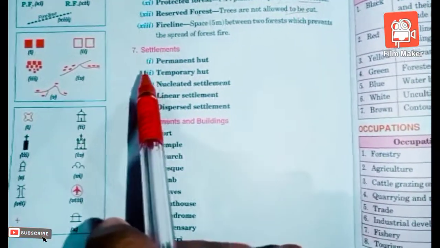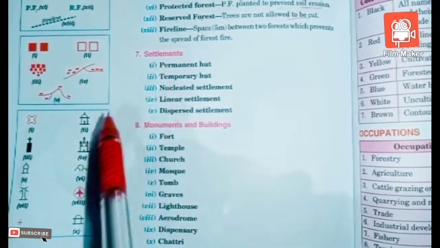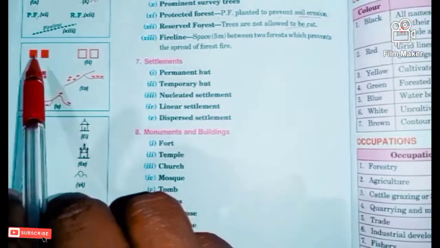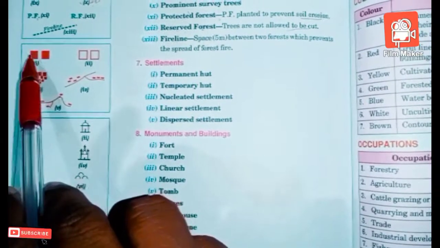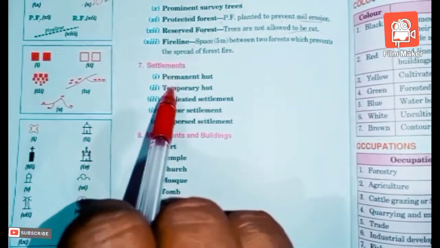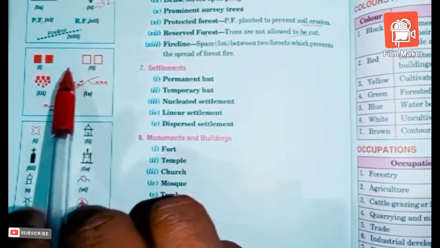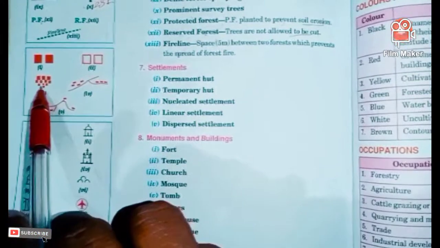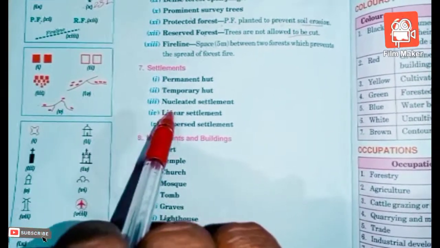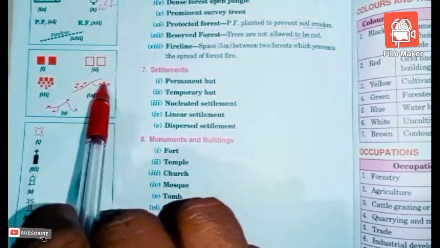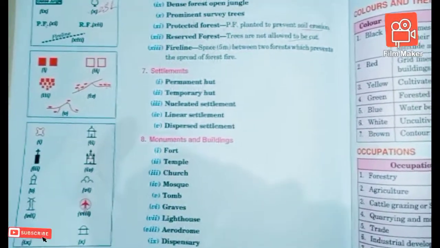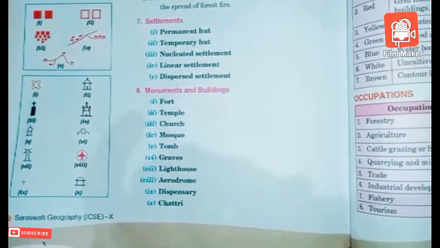The next important point among the signs and symbols is settlements. In settlements, we have permanent settlements, which are marked with a full red square. Temporary settlements are marked with a hollow red square. Nucleated settlements are closed together in one place. Linear settlements are in a line along the road, and dispersed settlements are far away from all others. So settlements are also asked in questions in such a way.